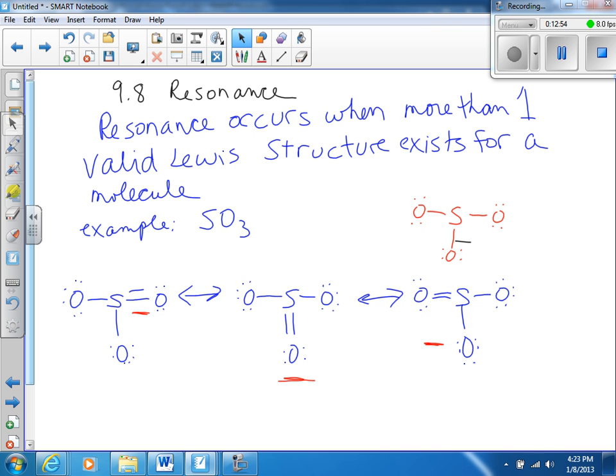Again, this one should be rotated 90 degrees, but I can't do that. I don't know how to use the smartboard that way. So the bond's spending a third of its time here, a third of its time here, and a third of its time here when there is a resonance structure.